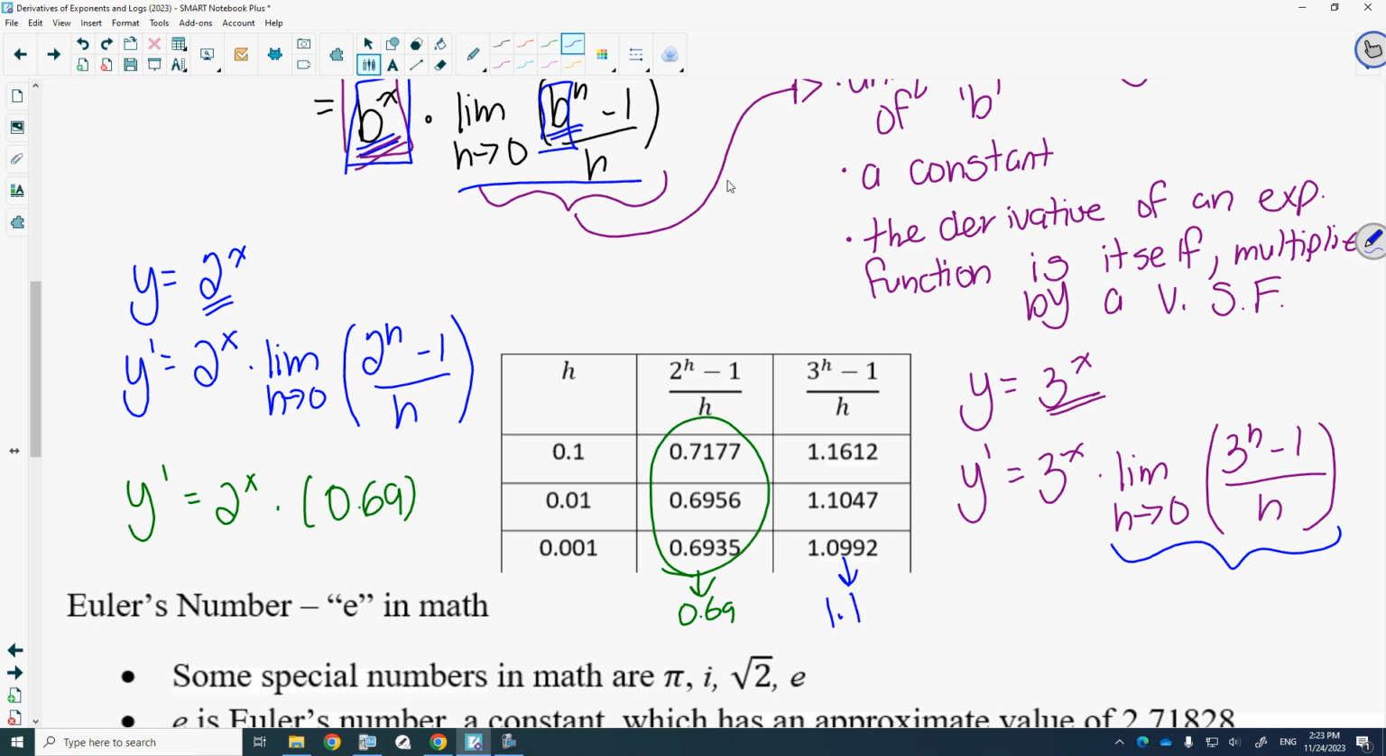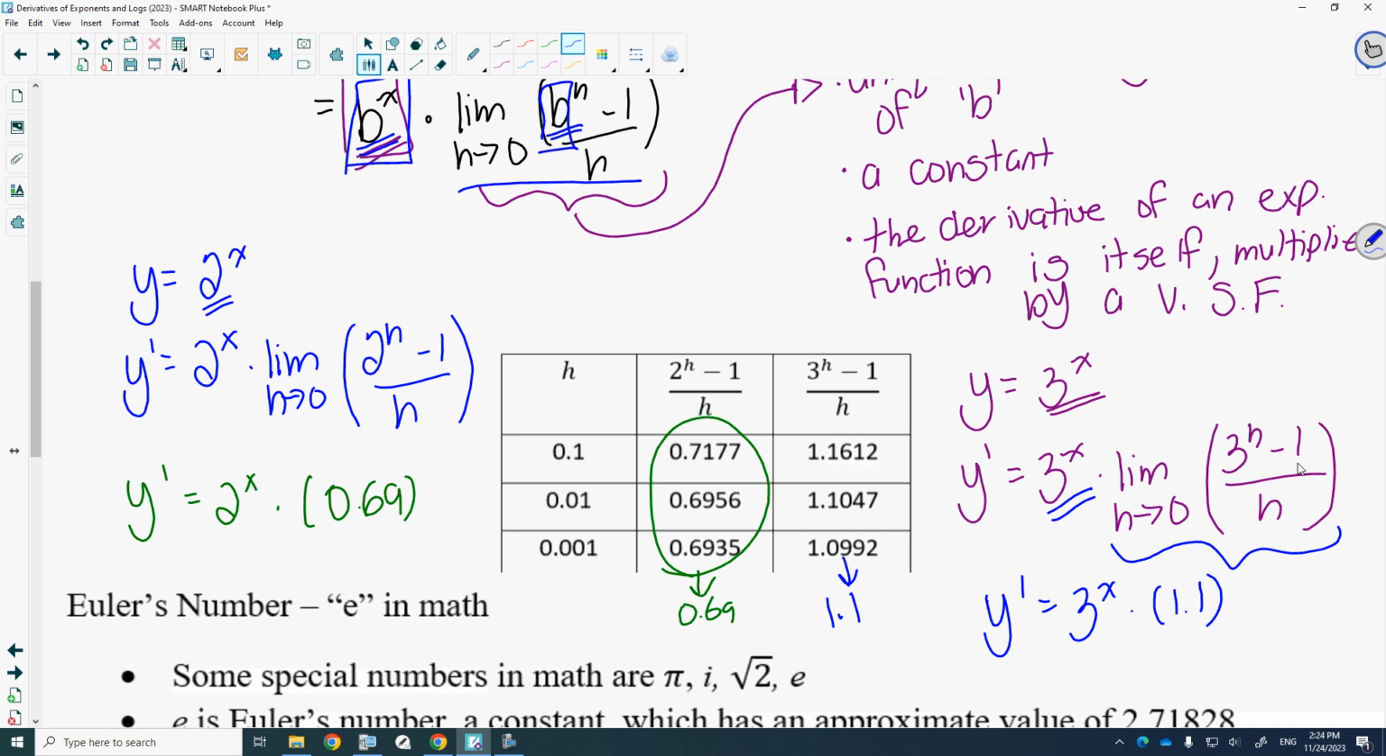So the derivative of 3 to the x, y prime, is the exponential function itself multiplied by whatever numerical value we get over here for whatever base we're using. So this is going to be approximately 1.1.